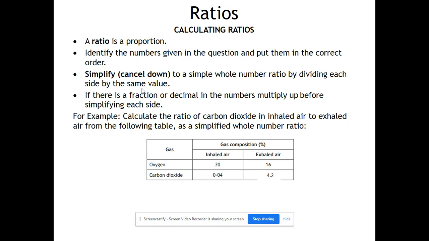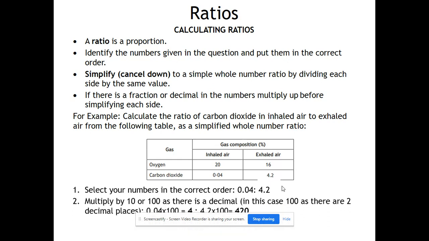So for example, in this one there are decimals. Calculate the ratio of carbon dioxide in inhaled air to exhaled air from the following table as a simplified whole number ratio. Step one is to select the numbers in the correct order, and because the question says inhaled air to exhaled air, we're going to have the inhaled air value first. It's also important to note that we're going to completely ignore oxygen for this question because the question asks about carbon dioxide, so we could ignore those top two numbers. That's part of the skill here, selecting the right data, selecting the right numbers.